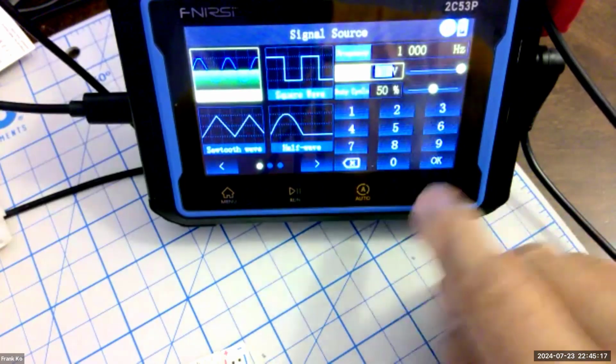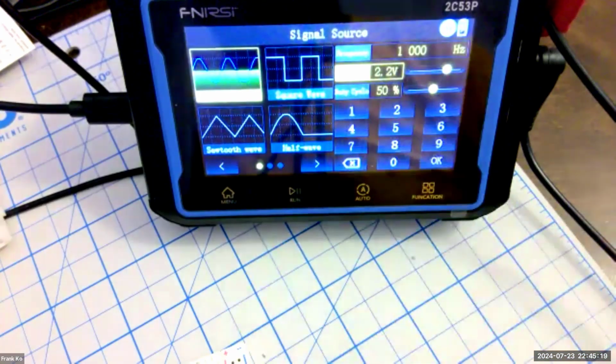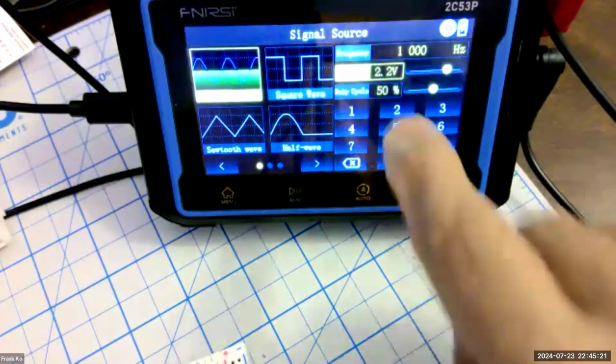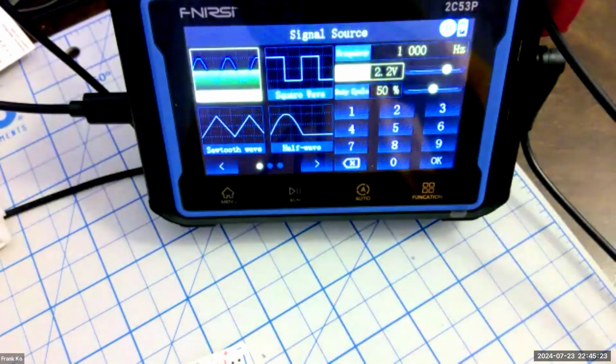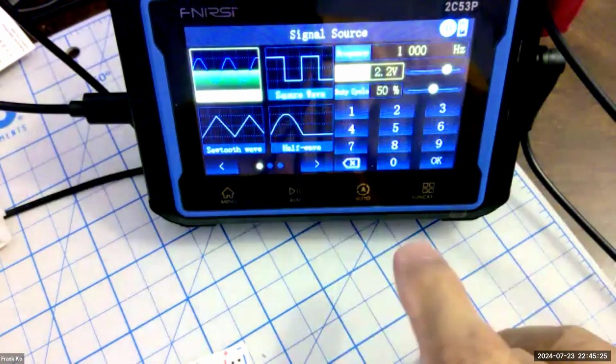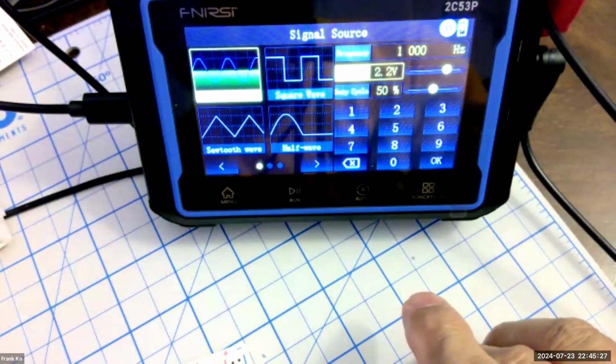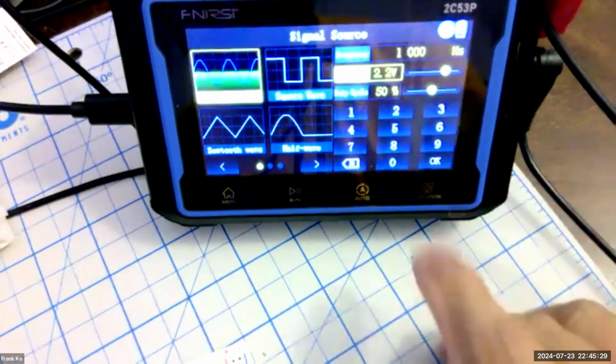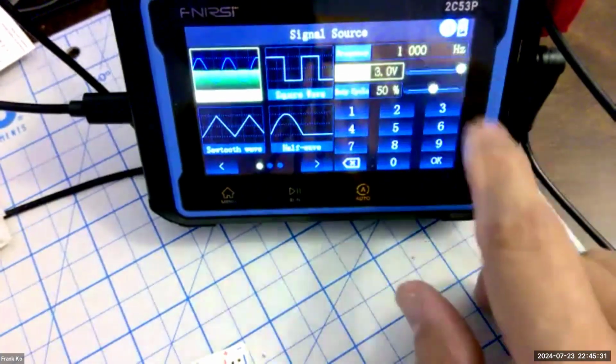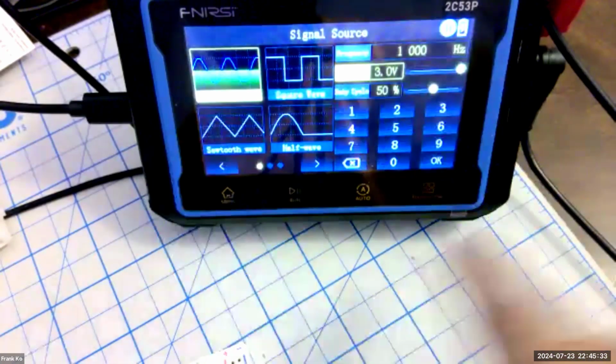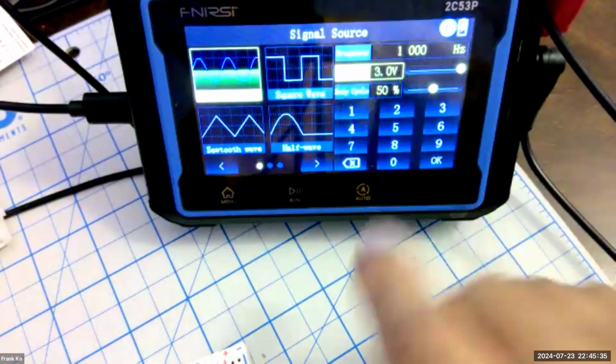2.2 volts, hit OK. Now it'll lock in at 2.2. My duty cycle's at 50%, almost all the time until we get into some special square wave functions, which we won't for quite some time to come. But I'm going to shoot this back up to 3 volts. And so this is how I set things up on the signal source.